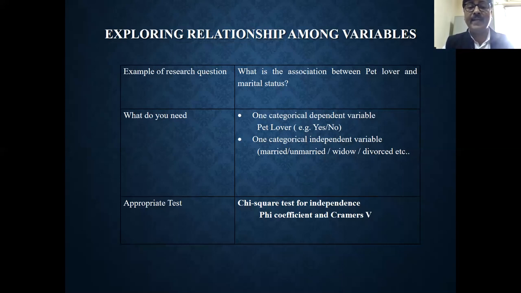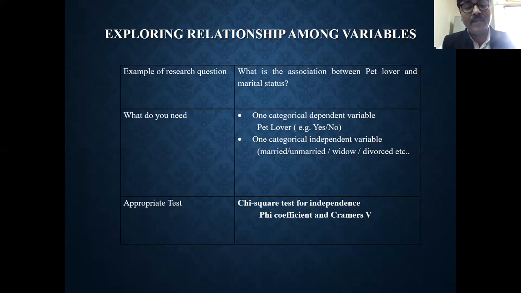So here one categorical dependent variable you require and one categorical independent variable you require. Here the paid lover is measured on a nominal scale and the other categorical independent variable is also measured on a nominal scale: married, unmarried, widow and divorced. This is the minimum requirement to fulfill this research question. Now these two variables are required.